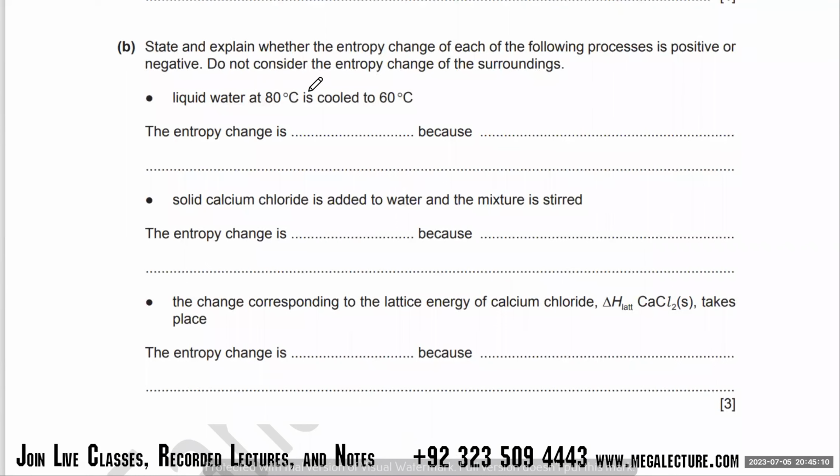So let's do this quickly. Liquid water at 80 is cooled to 60. So what is that? That's a decrease in disorder. Particles will have less kinetic energy, and it's going to be a very minor decrease in disorder. At 80 and 60, water kind of looks exactly the same, so they're almost in the same disordered state. But there's going to be a decrease in disorder because they have less kinetic energy. So the particles will be slightly less disordered. Okay. Is this one clear?